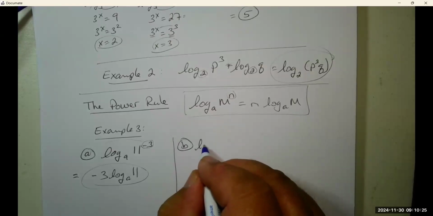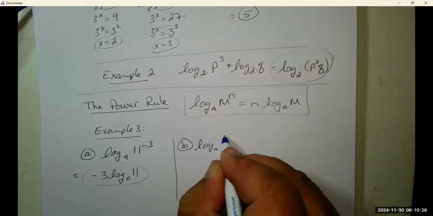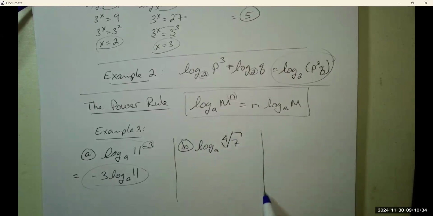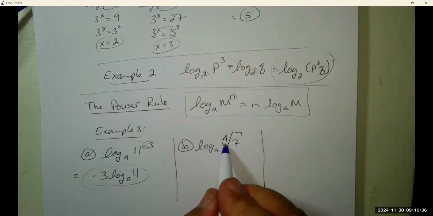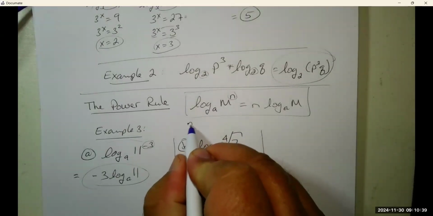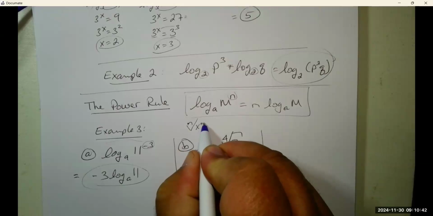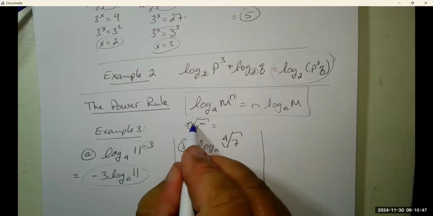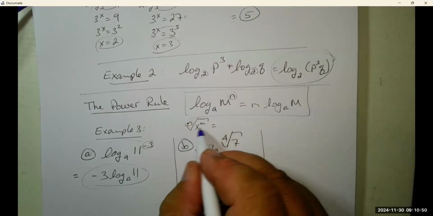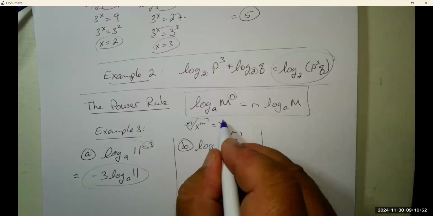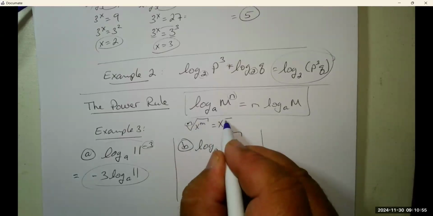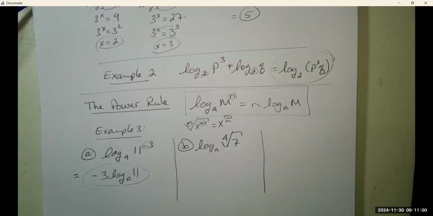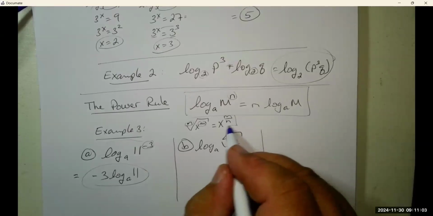Next one is log base a of the fourth root of 7. For this one, we have to remember this rule. The number inside that radical is called a root. And we can convert this radical: whatever's outside goes on the bottom of the exponent, whatever's inside goes on top. So we have this rule.